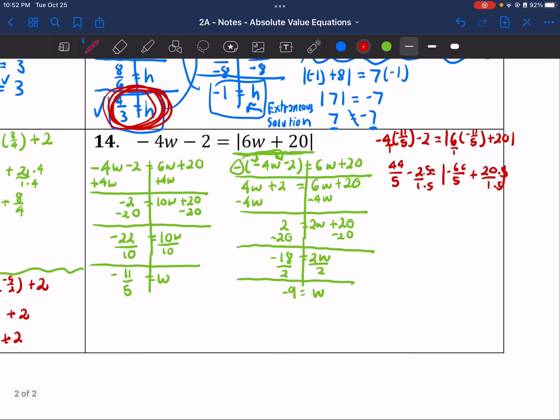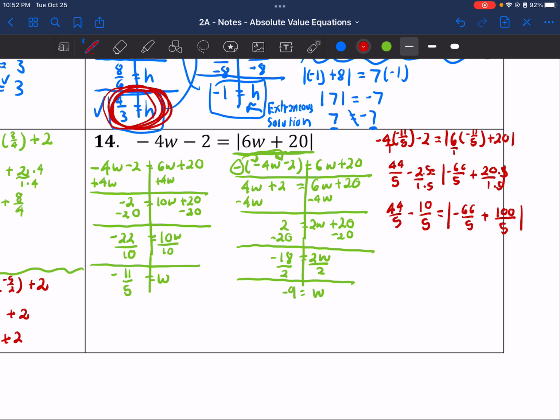So now I get 44 over 5. We didn't do anything to that. Minus 2 times 5 is going to be 10 over 5. And 1 times 5 is just 5. So now we get negative 66 over 5 since we didn't do anything to that. Plus 5 times 20 is going to be 100, and 5 times 1 is just 5.